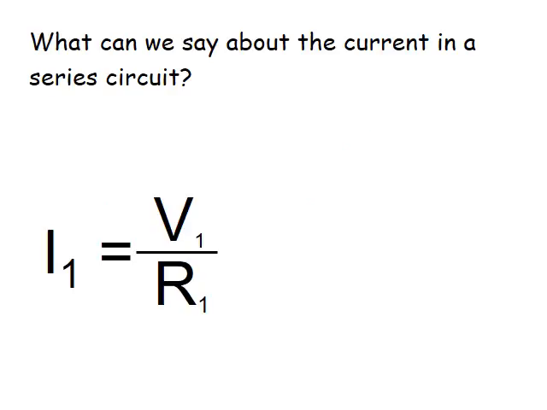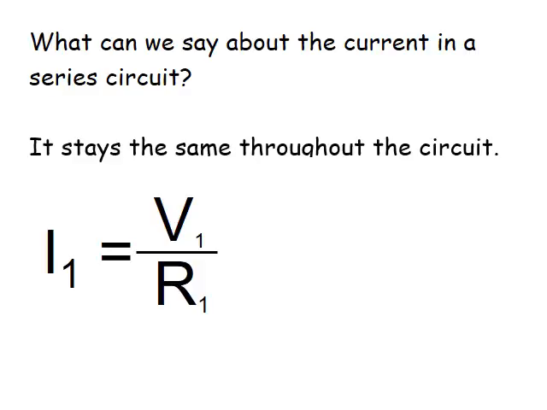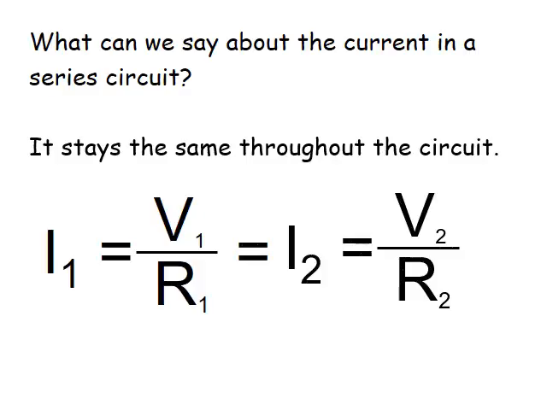So what can we say about the current in a series circuit? Well, current at a resistor equals the voltage at that particular area divided by the resistance. It stays the same throughout. That's current in a series circuit, and we know that from our previous lessons. So I1 equals V1 divided by R1, which equals I2, which equals V2 divided by R2.